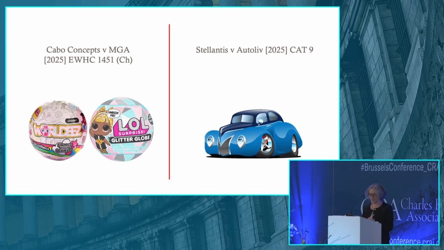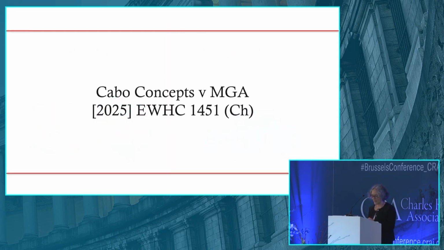Now, unsurprisingly, the two cases were very different. Cabo was an abusive dominance allegation. Stellantis was an alleged cartel overcharge. The common theme was that in both cases, the claimant's expert evidence on the critical issues of loss and damage was found to be unreliable and unprobative. So what went wrong? Let's start with Cabo.